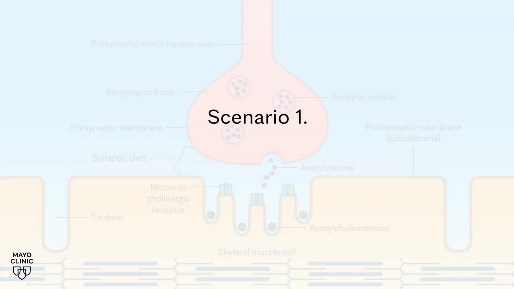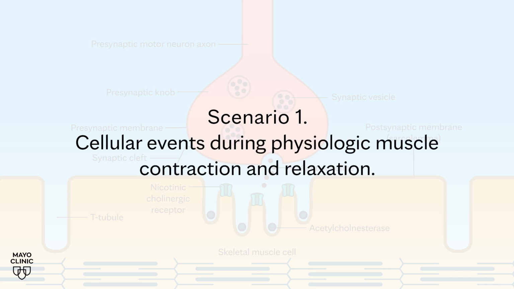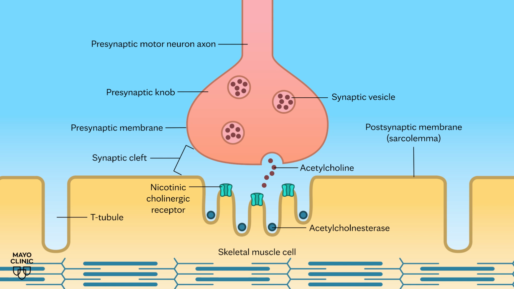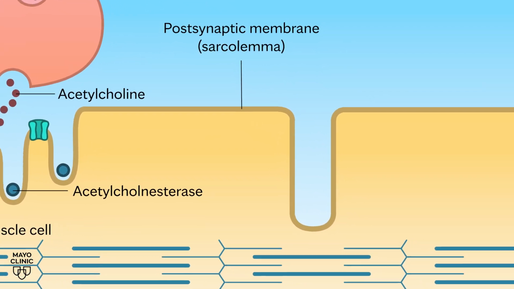Scenario 1. Cellular events during physiologic muscle contraction and relaxation. The main cellular components of the neuromuscular junction are shown. In response to a neuronal signal, a presynaptic motor neuron releases acetylcholine into the synaptic cleft.